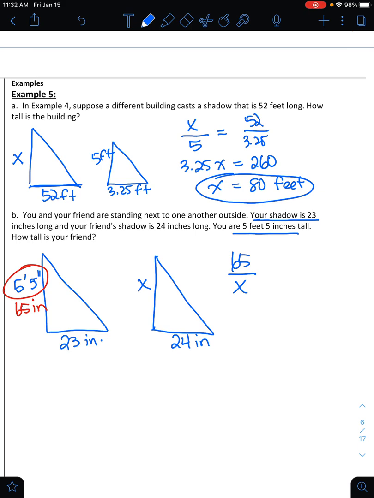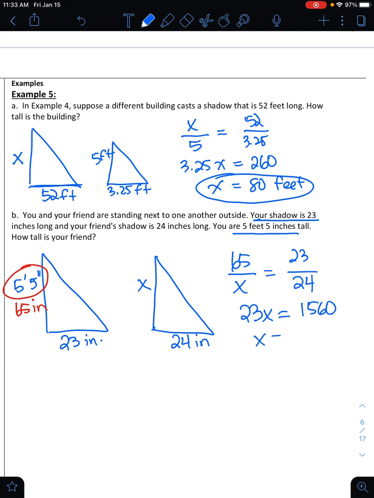So I'm ratioing the corresponding sides. My height, my friend's height, equals shadow over shadow. And I'm starting with 23 because I started with 65 in the first ratio, over 24. Okay, cross multiply. So it looks like I have 23x. 65 times 24 gives me 1560. And then solve for x. So 1560 divided by 23.